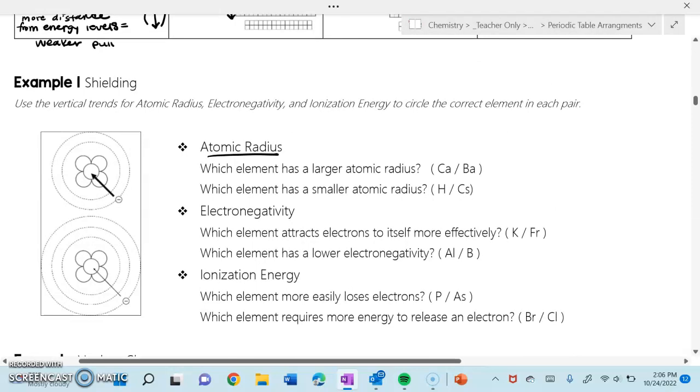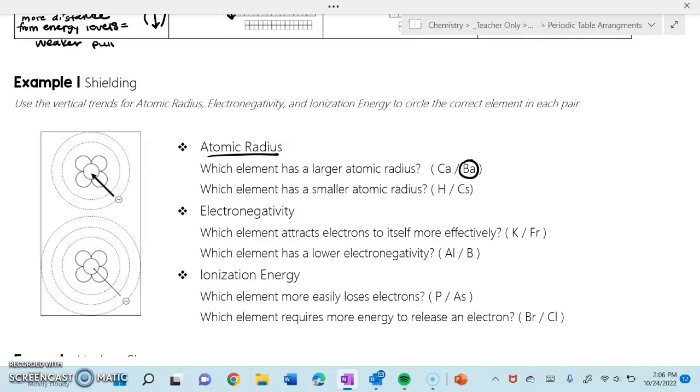So our question says, which element has a larger atomic radius? Find calcium and barium. You'll notice that they're in the same column, the same group. So we're just looking at that vertical trend. And as we go lower, we're going to get bigger because of more energy levels. So our correct answer for this is barium. Which element has a smaller atomic radius? By the opposite reasoning, higher up on the group or column is going to be smaller, that's hydrogen.